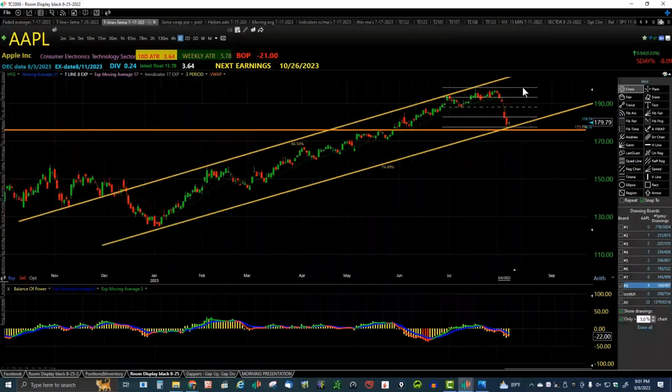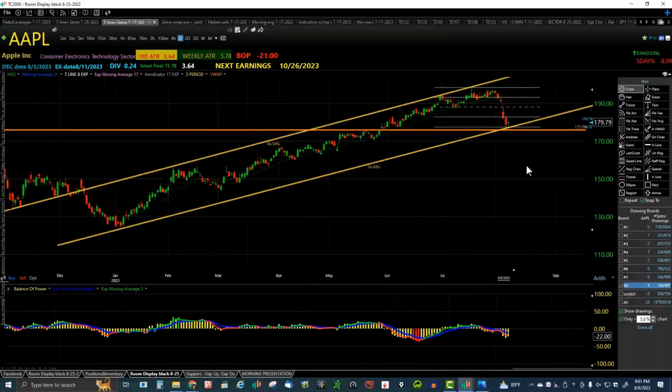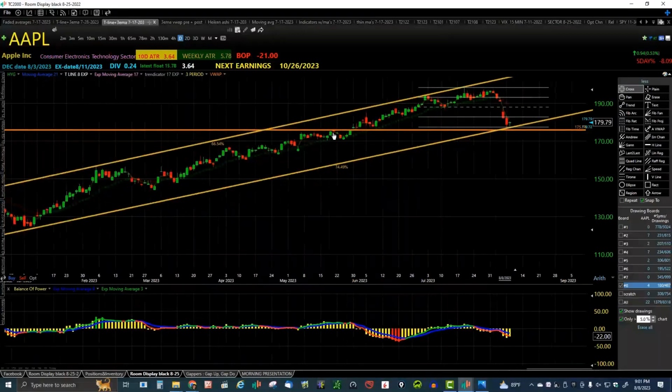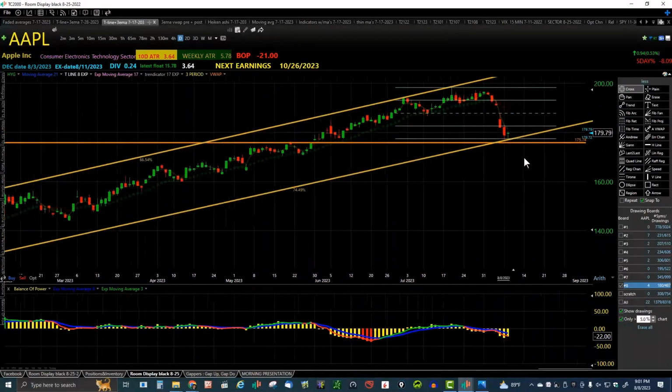All right, Apple, uptrend. Play it from one side of the channel back to the other side of the channel. All right, still in an uptrend, as long as it continues to bounce off the minor support. Then it's in an uptrend.